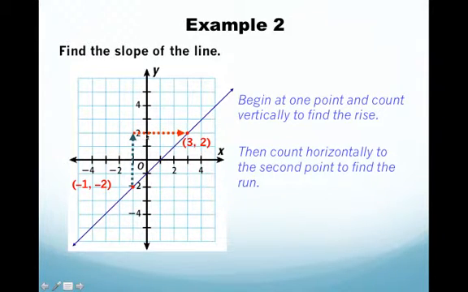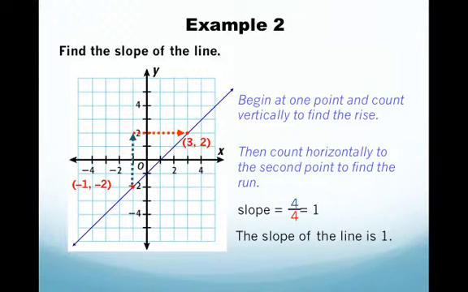And we get 1, 2, 3, 4. So again, our rise is 1, 2, 3, 4, and our run is 1, 2, 3, 4. So the slope in this case is 4 over 4, and that can reduce to 1. So our slope is 1 for this line.